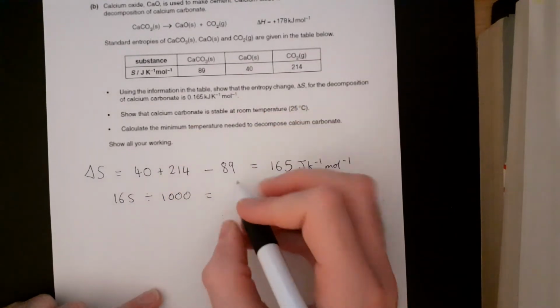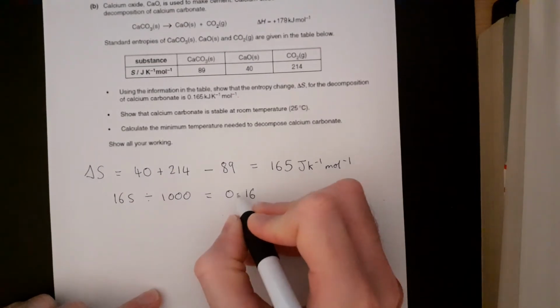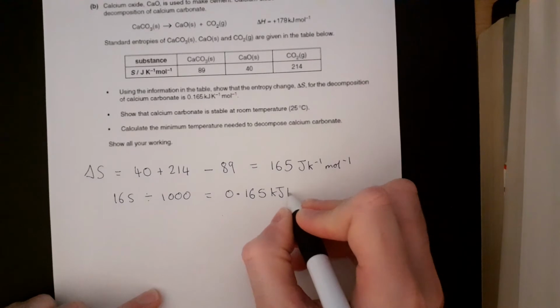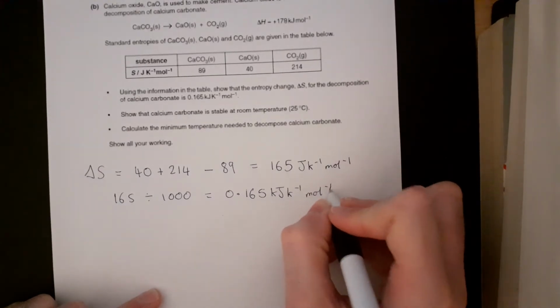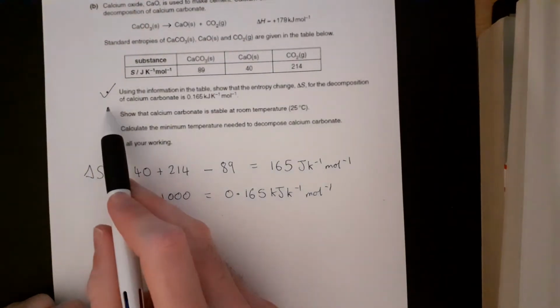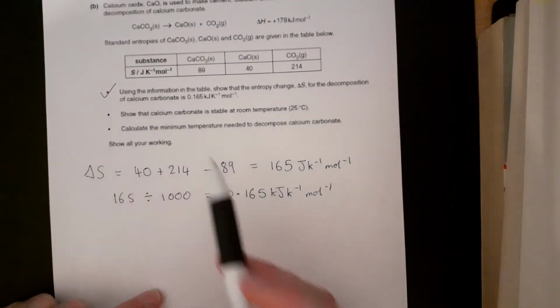And that is going to give us the right value. So it's 0.165 kilojoules per Kelvin per mole. Okay, so we've done that bullet point. I think this is useful to actually just go and tick these off, make sure you don't miss anything.